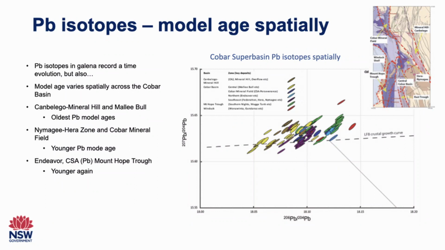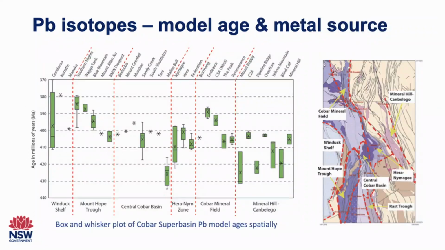And then if you plot those spatially across Cobar again, you see that different zones have different lead isotopic signatures. So, for example, Mineral Hill, Cambeligo and Mallee Bull have quite old lead, whereas somewhere like Endeavour and the Mount Hope Trough systems, Southern Nights and the like, have quite young lead model ages. So I thought it would be easier for everyone if I plot this as a box and whisker style plot of just lead model age.